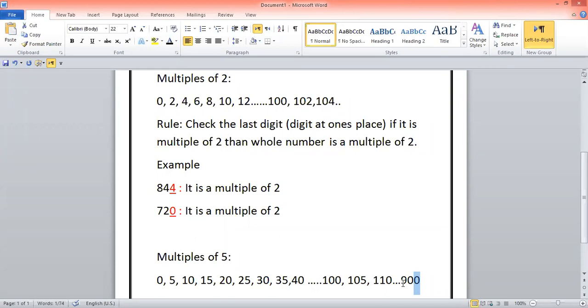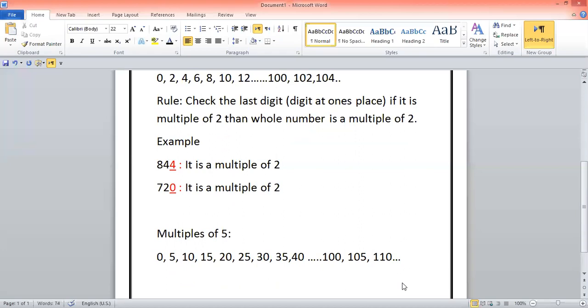If the last digit is 0 or 5, that means the whole number is a multiple of 5. So in 900, the last digit is 0. That means 900 is divisible by 5, or 900 is a multiple of 5. So I'm giving you an example. First, I'm writing a rule.